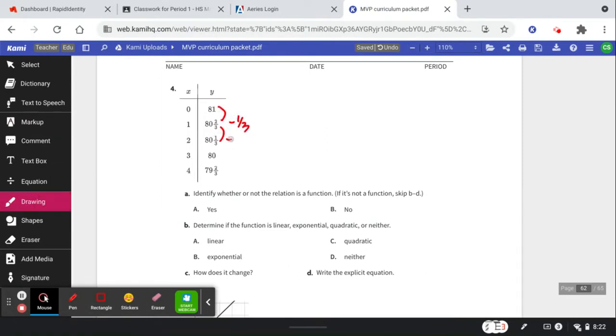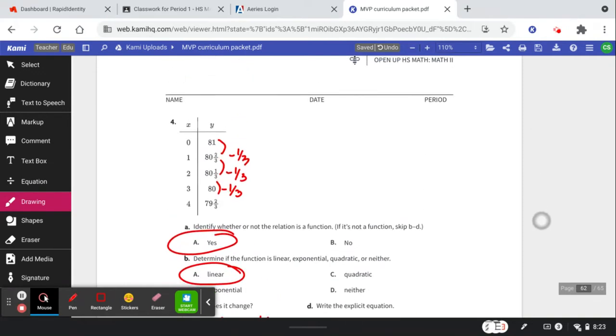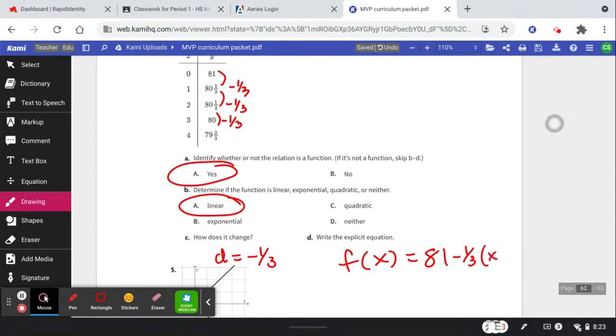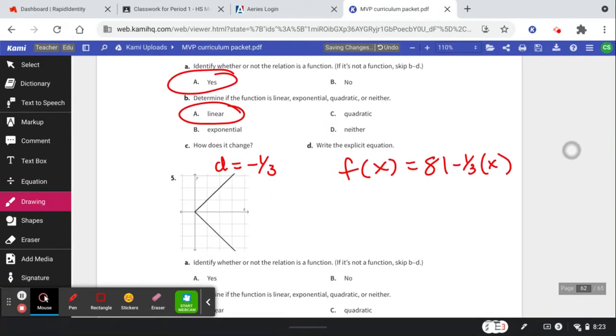Do you see that this is just going down by 1/3, subtracting 1/3 each time? So is it a function? Yes, for every input, there's only one output. Because it's just subtracting 1/3, we know it's linear. Write the explicit. So we go f of x equals, begins with 81, subtracting 1/3 each time, to the x minus 0, whatever, plain x.